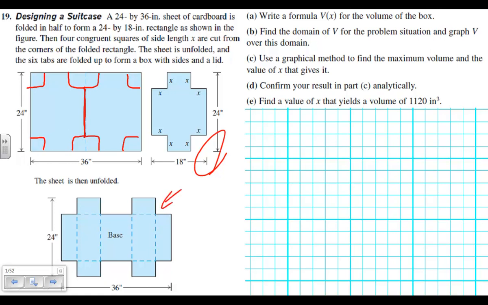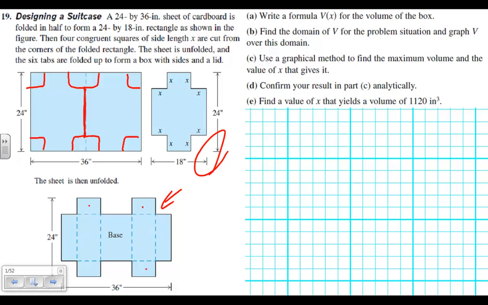That shape then folds. Oh no, sorry. It folds where all the light dotted lines are, and this becomes the bottom, this becomes the top, and then these two pieces come together to form one of the sides. These two pieces form the other side. Doesn't that base area become the bottom? Oh, I'm sorry. It doesn't matter. It's either way. Okay, sorry.